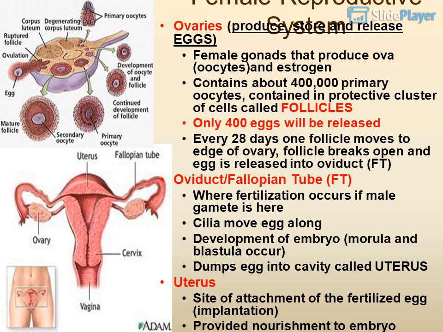Oviduct, fallopian tube, FT. Where fertilization occurs if a male gamete is here. Cilia move the egg along. Development of the embryo, morula and blastula, occurs here. It dumps the egg into a cavity called the uterus. Uterus. Site of attachment of the fertilized egg, implantation. Provides nourishment to the embryo. The end of the uterus is the opening called the cervix. Cervix. Opens up to a canal, the vagina, that carries the unfertilized oocyte or completely developed fetus out of the body.